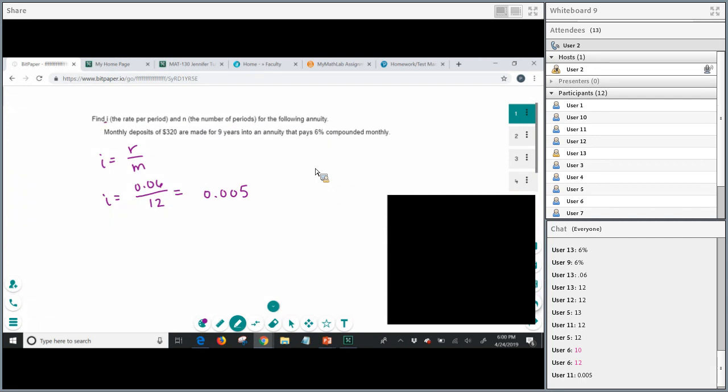Now, it also asks, so that was the I, right? Now it also asks us to find the N, the number of total periods. So remember, N is equal to M times T. M is the total number of times you compound or you pay in a year, and T is the total number of years. So in this question, what was M again?